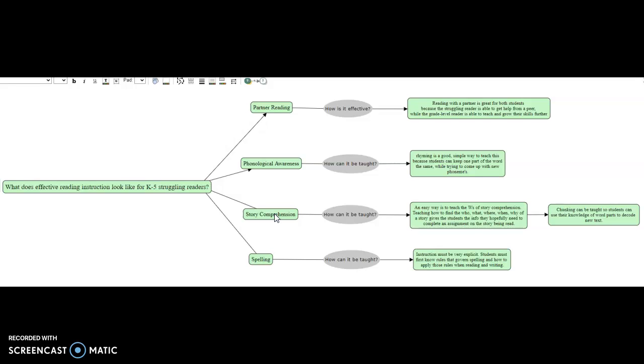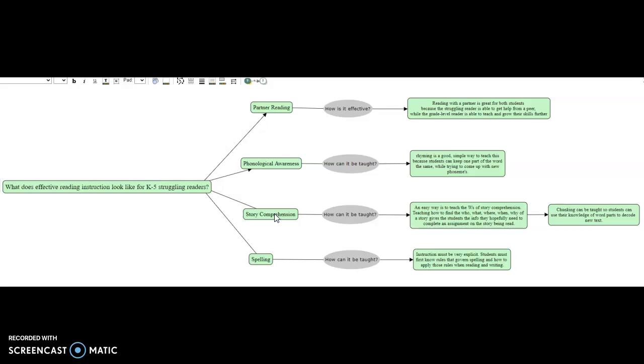And the last thing, obviously, is spelling. Spelling is important for both reading and writing. And how can it be taught? Reading has to be really explicit. Students must first know the rules that govern spelling and how they can apply those rules when reading and writing, so that when they are reading, they can sound out words and be able to understand them and use that chunking or use the words that they do know, to try and give themselves an idea of what that word might mean.